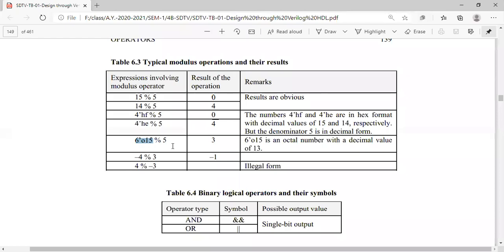The decimal number for this one will be 13. 13 modulo 5. So 5 times 2, 5 2s are 10. Dividing by 5 leaves a remainder of 3, right there. So it's leaving a remainder of 3.